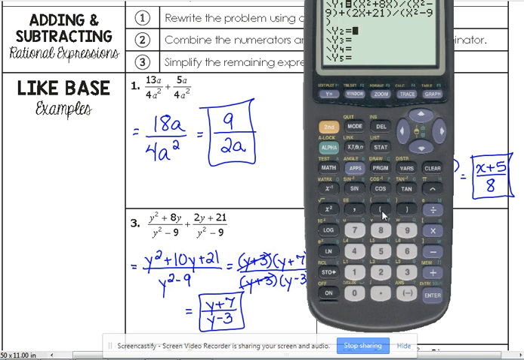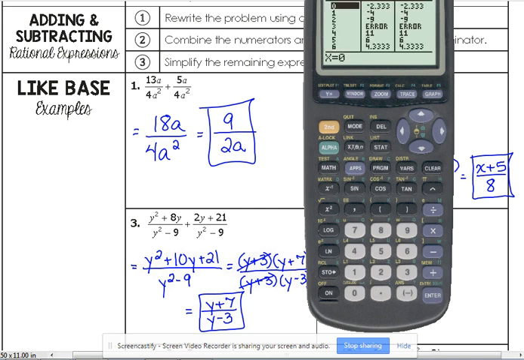Put your answer in y2. Making sure you get parentheses around the numerator divided by parentheses around the denominator. What are we looking for after we get that in y1 and our answer in y2? Go to the table. We want all of our y values to match up. And they do. So that means they're the same. Okay? So this is a very simple way to check yourself to make sure that you did simplify it correctly. Now, it will not tell you whether it's fully simplified. Okay?